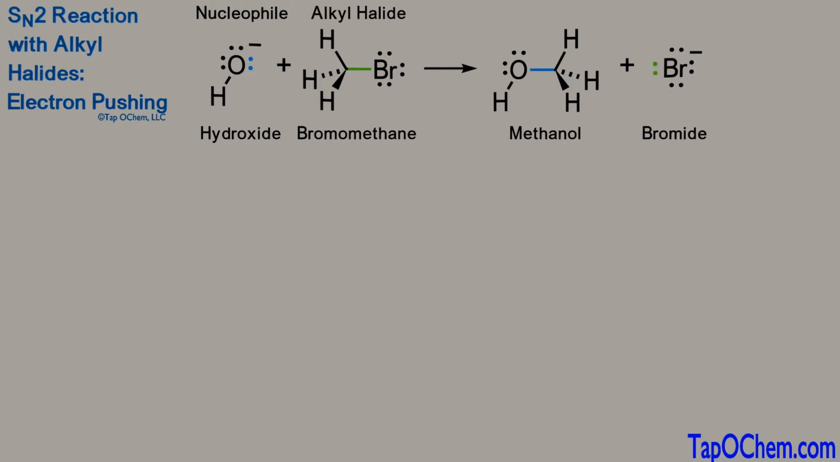Now let's talk about the chemistry of the reactants. In bromomethane, the green bromine-carbon bond is polarized with some positive charge on the carbon and some negative charge on the bromine. We will designate this polar covalent bond with partial positive and partial negative symbols.